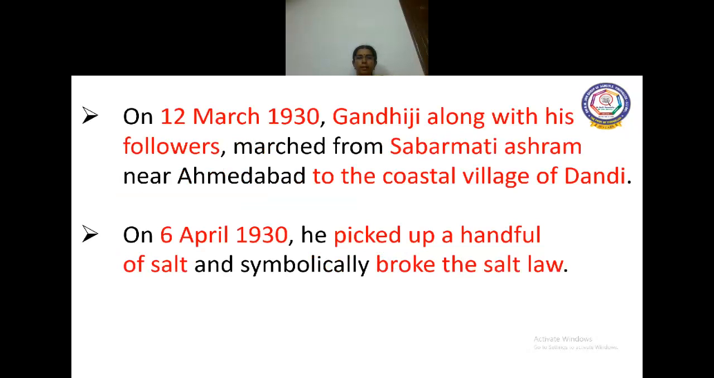On March 12, 1930, Gandhiji, along with his followers, marched from Sabarmati Ashram near Ahmedabad to the coastal village of Dandi. On 6th April 1930, he picked up a handful of salt and symbolically broke the salt law. So this is the practice of dissent against the law made by the British government. So in a democracy, we people also can give our voice against some laws which are against the larger interest of the society.